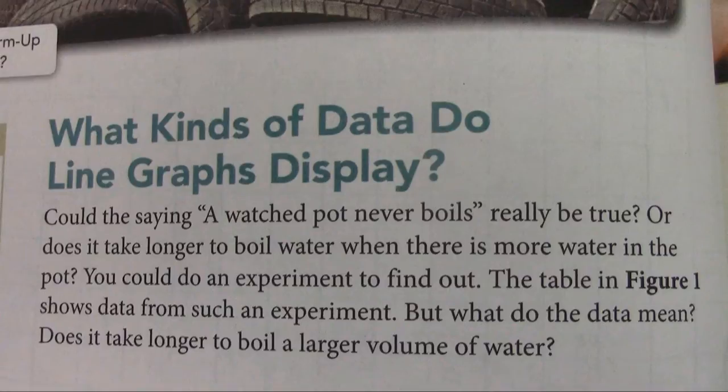What kinds of data do line graphs display? Could the saying, "a watched pot never boils," really be true? Or does it take longer to boil water when there is more water in the pot? You could do an experiment to find out. The table in Figure 1 shows data from such an experiment. But what do the data mean? Does it take longer to boil a larger volume of water?